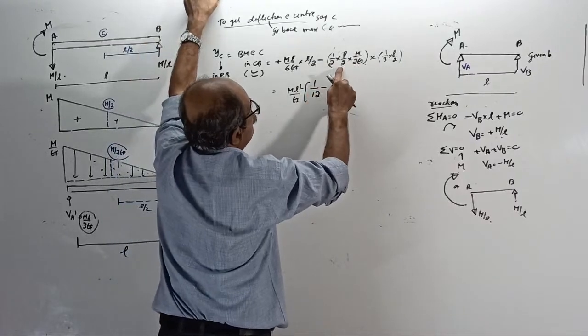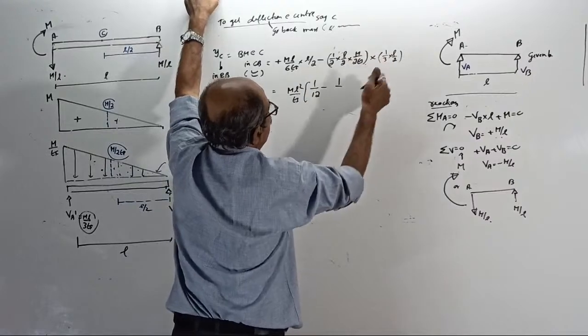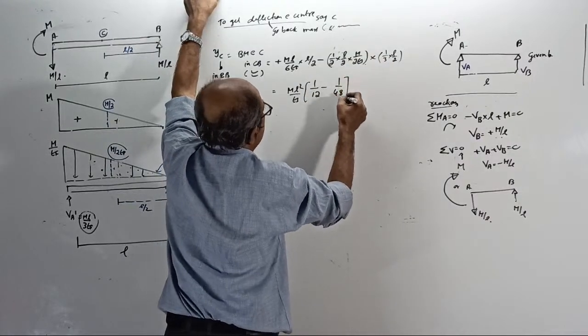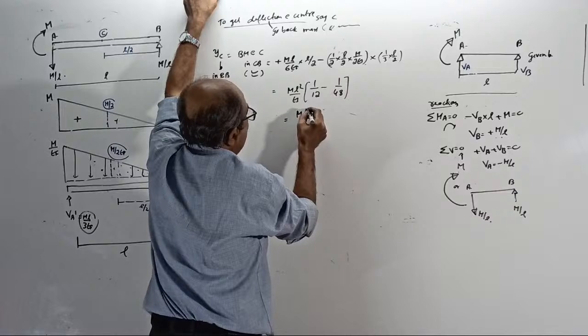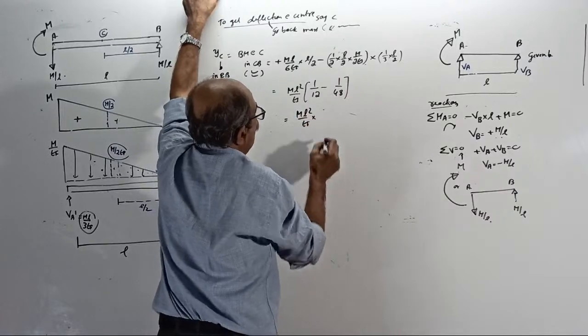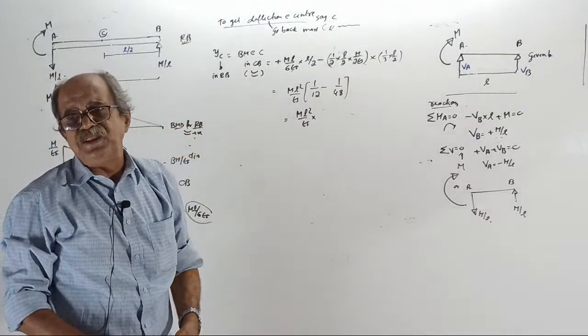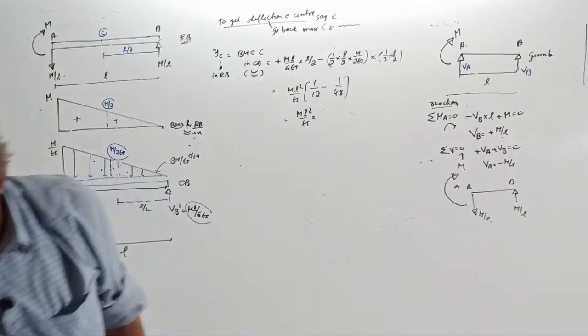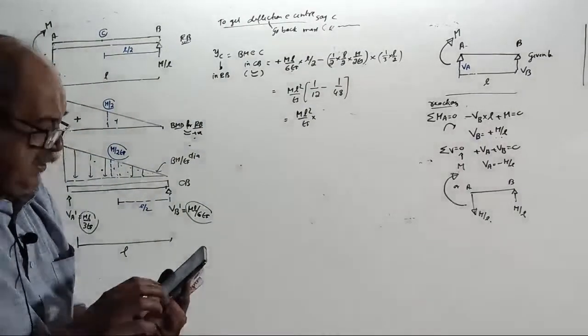2, 4, 4, 8, 8, 3, 24, 48. 1 by 48. Tell the answer. ML square by EI into the number, 1 by 12 minus 1 by 48.